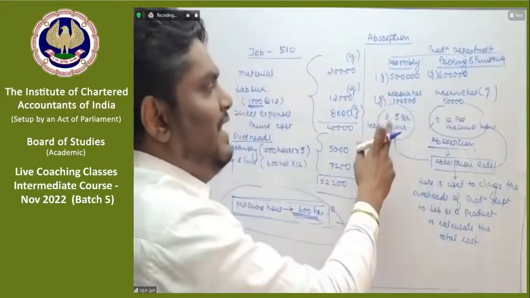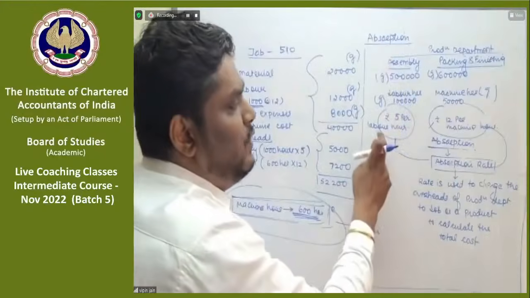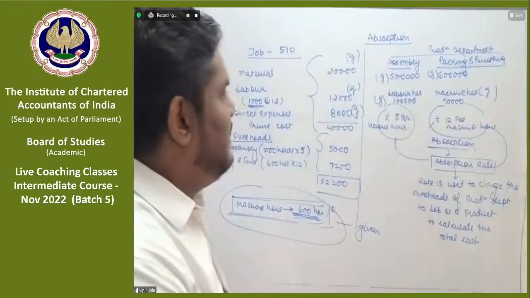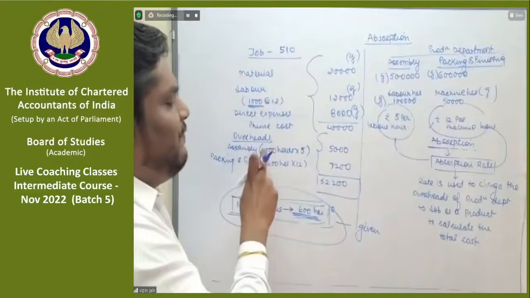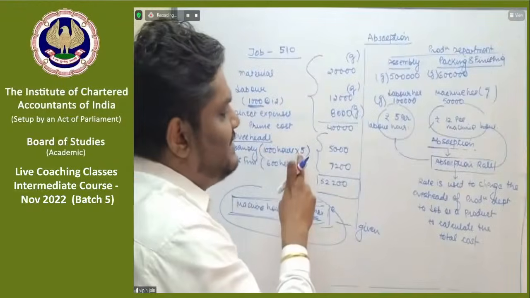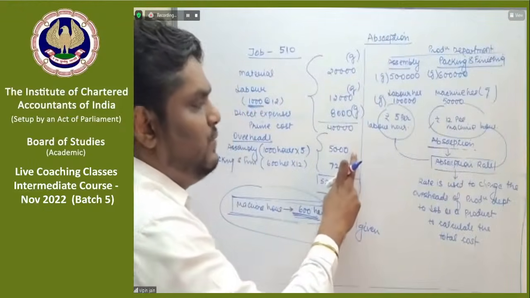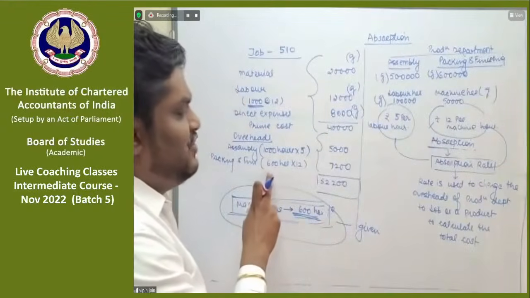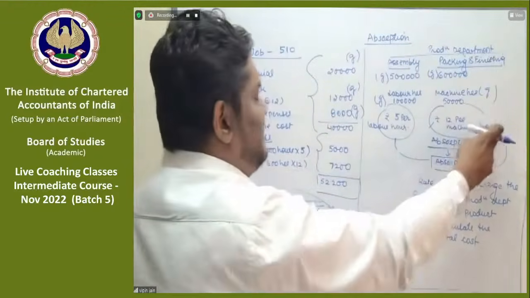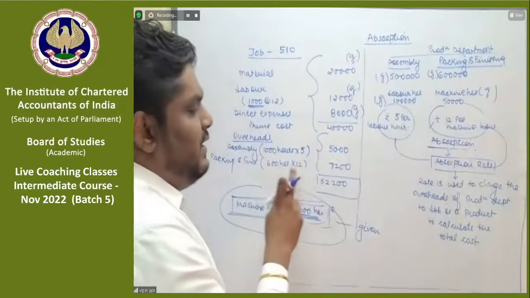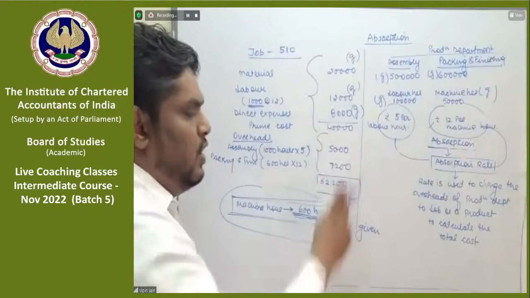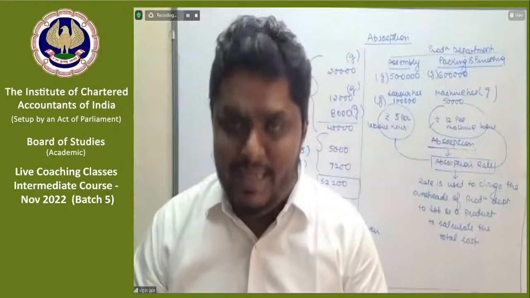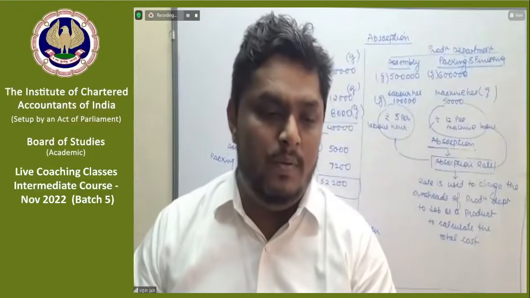Herein it is given that for the assembly department, rupees 5 per hour is the absorption rate. Since we have worked for 1,000 hours, 1,000 hours into 5 per hour, the total cost will be 5,000. And since we have worked for 600 machine hours and the rate is rupees 12 per machine hour, 600 into 12 is 7,200. So this is how I calculated the total cost of this job.